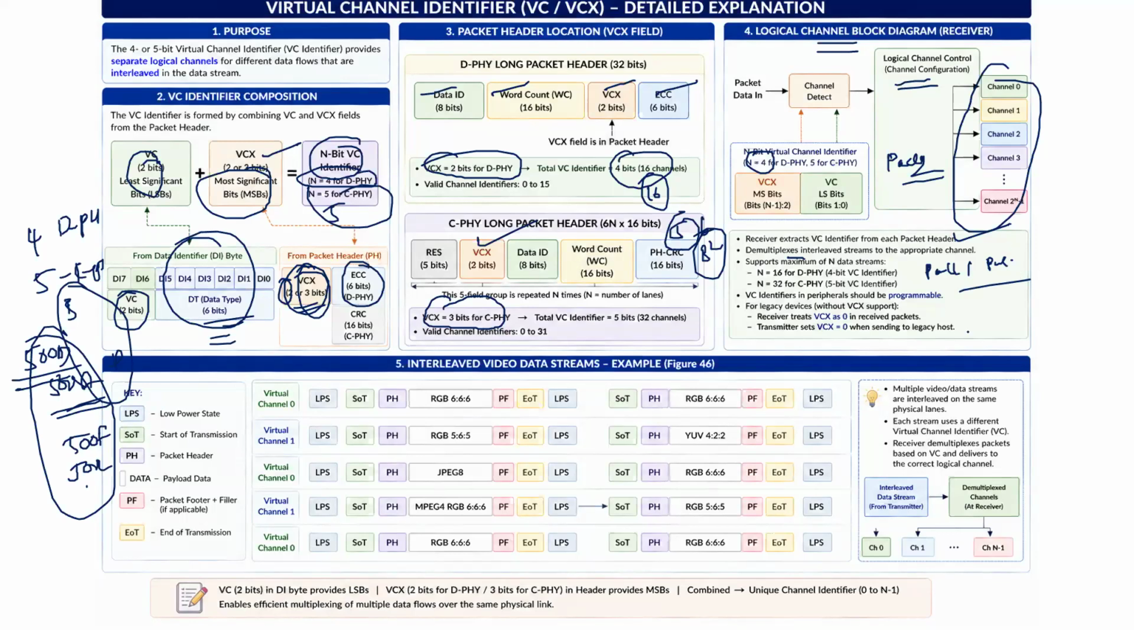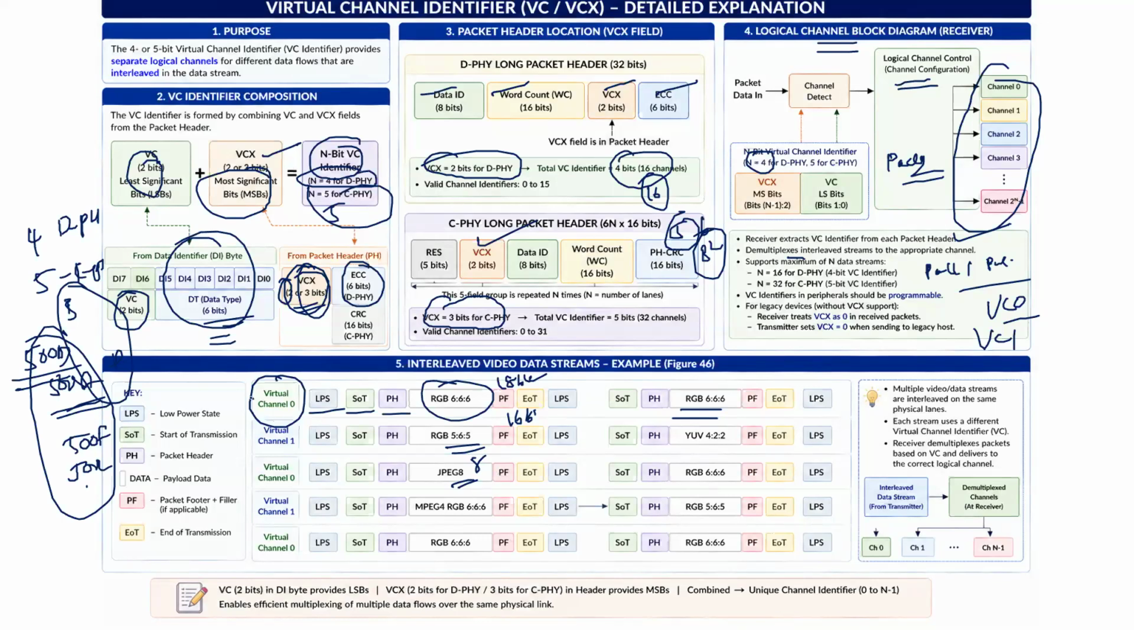In VC0, and then VC1, VC2: VC0 is virtual channel 0, same LPS state, start packet, packet header. In this, RGB 666 is transferring, that means a total of 18 bits. Again, RGB 888, and similarly RGB 565, that means 16 bits are transferring. JPG, 8 bits are transferring. That is the JPG format virtual channel.